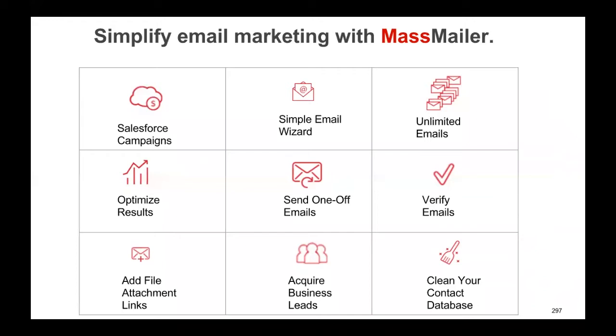Using MassMailer, you can track email events like opens, clicks, bounces, spam, unsubscribes, etc. Based on these statistics, you can optimize your future campaigns to get better results. You can also send one-off marketing emails, meaning you can send a direct email to a contact, a lead, or even a personal account and track the response.